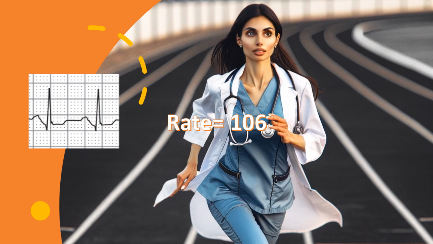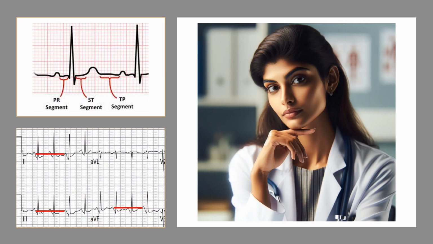Next, we look at the rate. By either looking at your ECG printout or using your mathematical skills, we find the rate is 106 beats per minute. So, she has a sinus tachycardia. Now let's look at each zone of the heart.